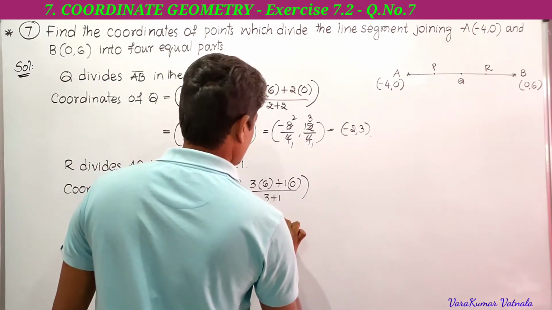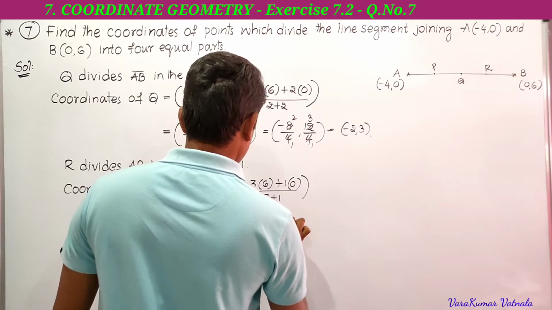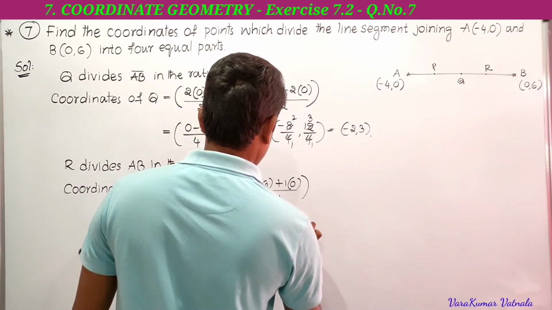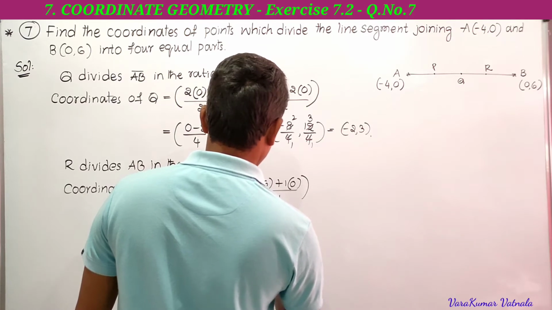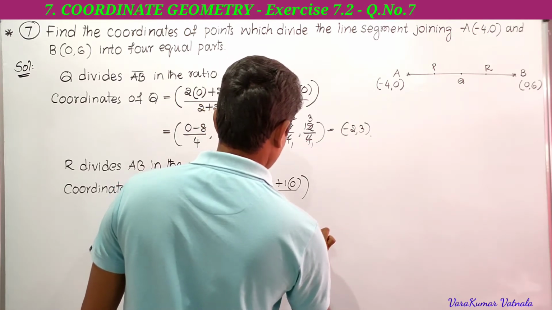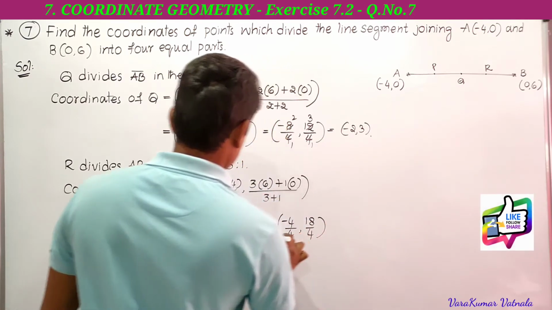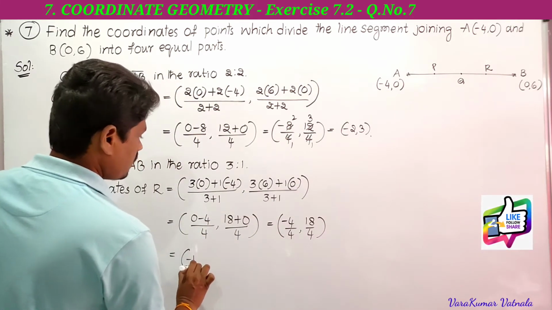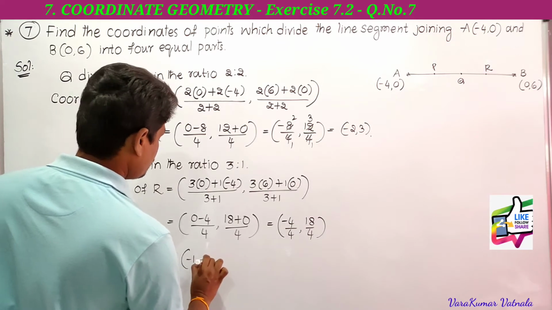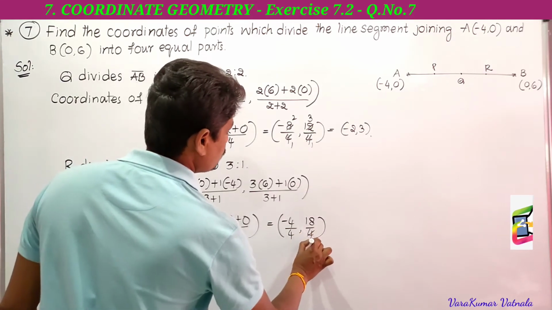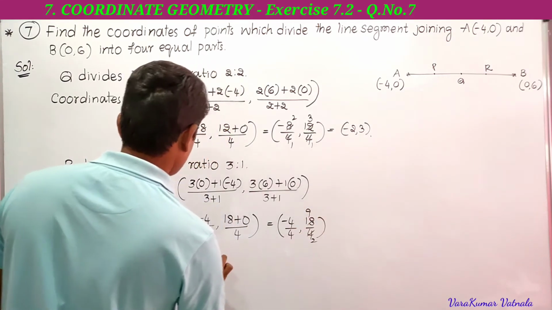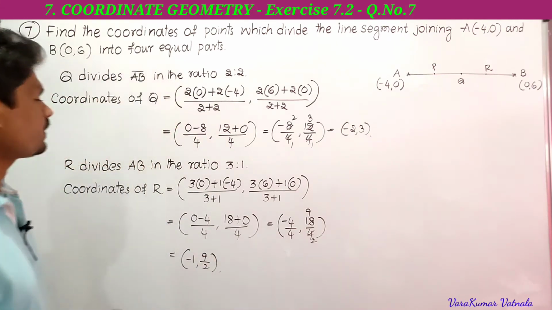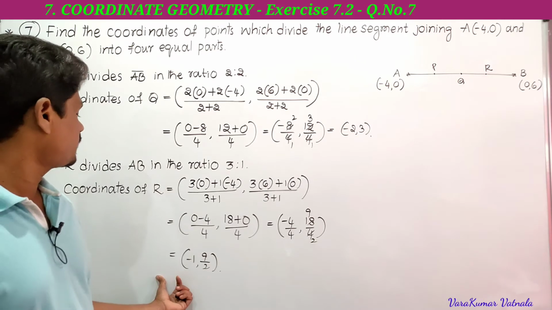So just we have to simplify. See here what we get. 0 minus 4 is minus 4 by 4, comma 18 plus 0 is 18 by 4. So minus 4 by 4 is minus 1, comma 18 by 4 cancel by 2, we get 9 by 2. Minus 1 comma 9 by 2. These are the coordinates of R.